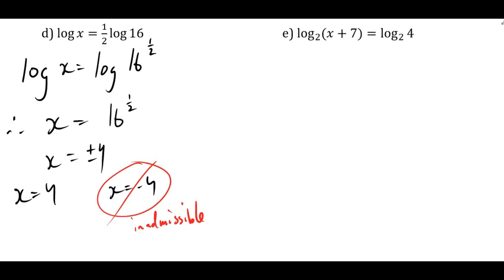Same thing. Why don't you try this one on your own? So we notice that it's log base 2 of something equals log base 2 of something. Therefore, do we get negative 3?